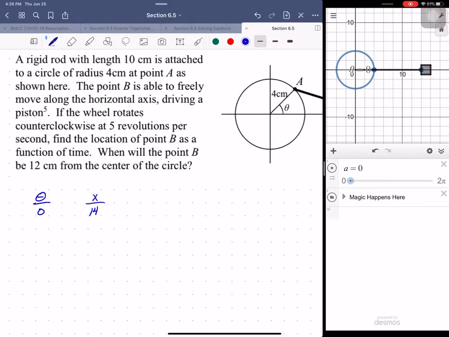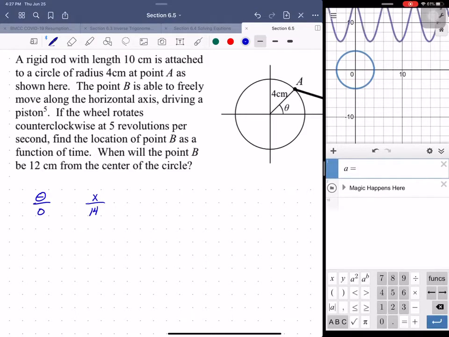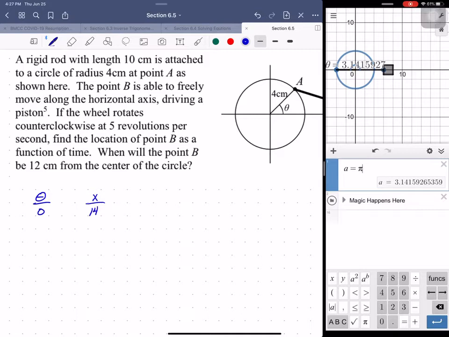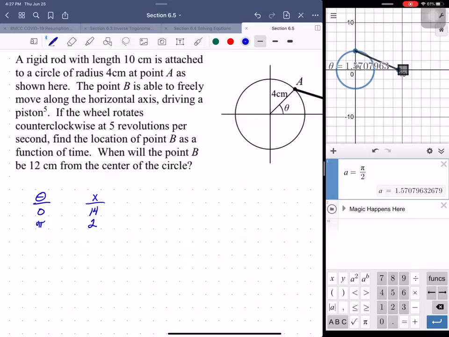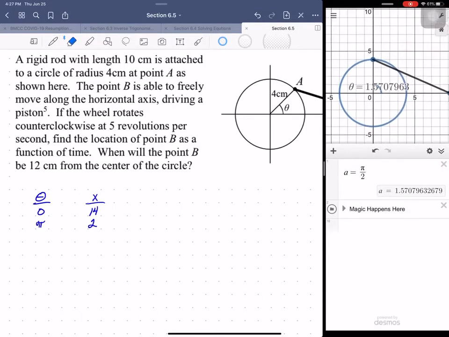Now, we can do pi also. Pi is pretty easy. If I make that angle pi, then it's actually the full length of my rod minus 2 radii, which is 10 minus 8 is 2. I would like to take a look at pi over 2, but that's a little more complicated. So I'm going to sketch that out.